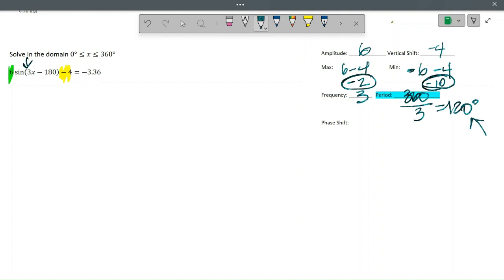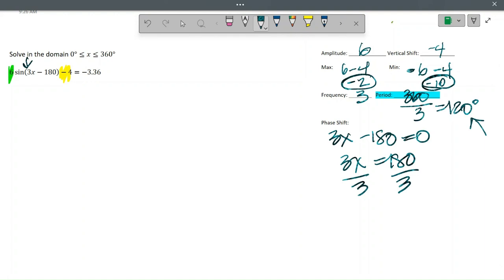And then our phase shift is the combination of our frequency and that minus 180 degrees. So one of the ways you can find this is by doing this. You're trying to make what's inside the parentheses 0. So I'm just going to solve this equation, adding 180 to both sides. And when I do that, I get x equals 60. That's a positive number. That means our graph is shifted to the right 60 degrees. Okay, so now that we've explained all the transformations, let's get to solving this.